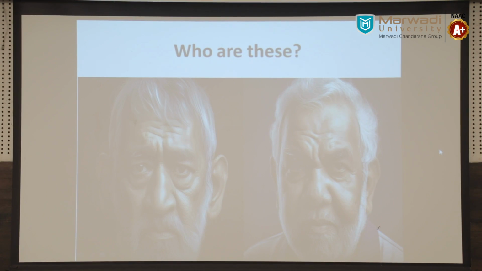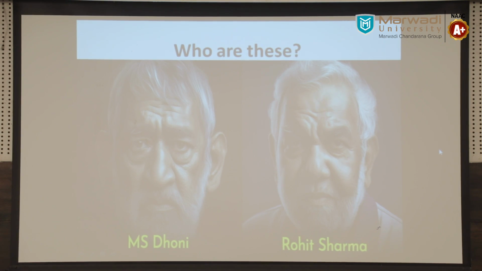Who are these people? Of course, you will be able to definitely identify. First one. Dhoni. Very good. At least now you identified him; the younger age of Dhoni you were not able to identify, the elderly age you are able to identify. Okay. Then? Rohit Sharma. Okay. So this is the way he will be.